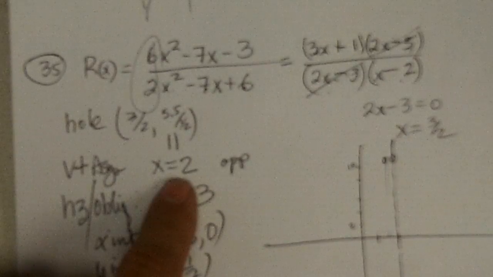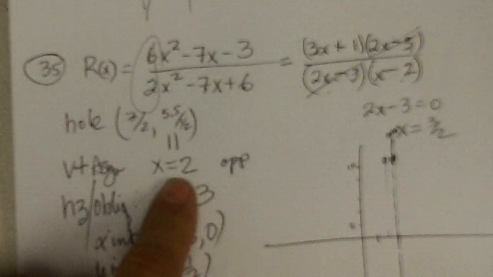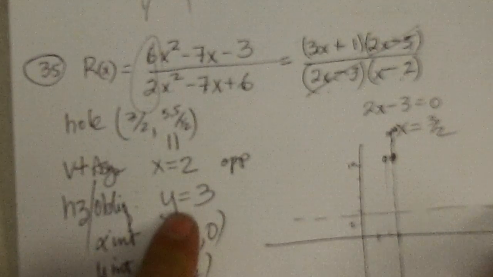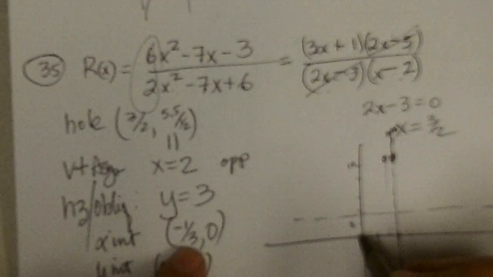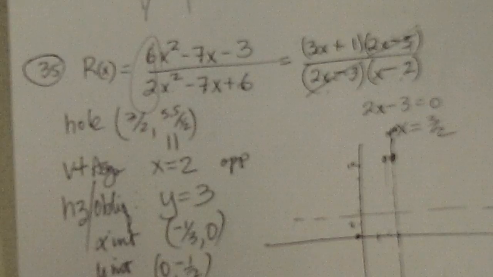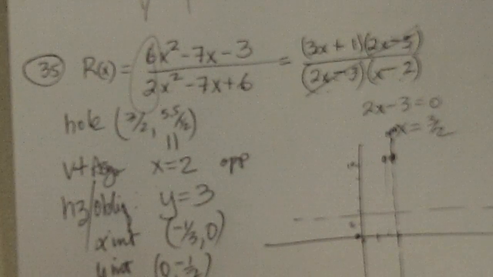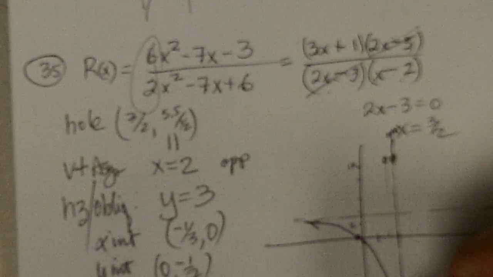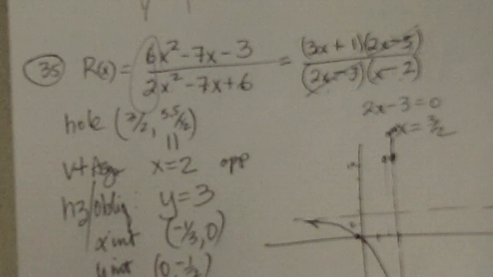And they go opposite on this thing. And horizontal at y equals 3. Crosses the x at minus 1/3. Crosses the y at minus 1/2. And so it must go that way. That way. Oh, but it has to go through this hole. Something's wrong here.